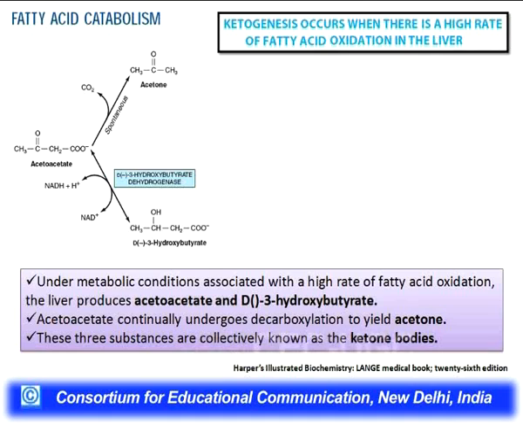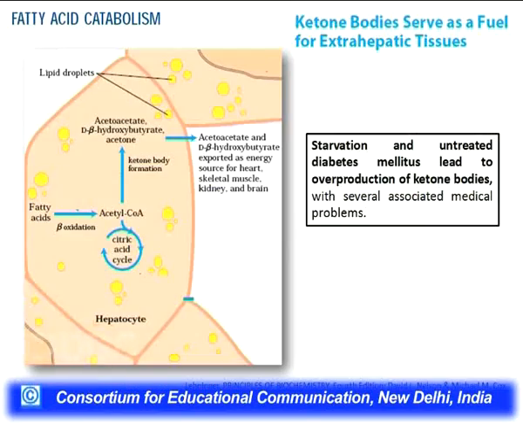This ketogenesis occurs when there is a high rate of fatty acid oxidation in the liver cells. So what happens is this acetyl-CoA goes into the formation of acetoacetate. This acetoacetate can spontaneously form acetone, and it can further go on to form beta-hydroxybutyrate. Acetoacetate, beta-hydroxybutyrate and acetone are together called the ketone bodies. These ketone bodies act as fuel for the extrahepatic tissues.